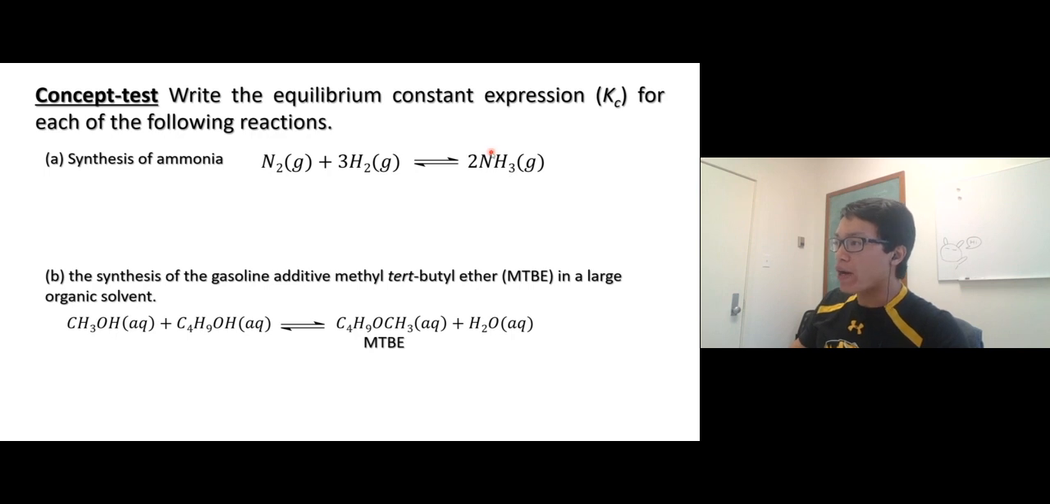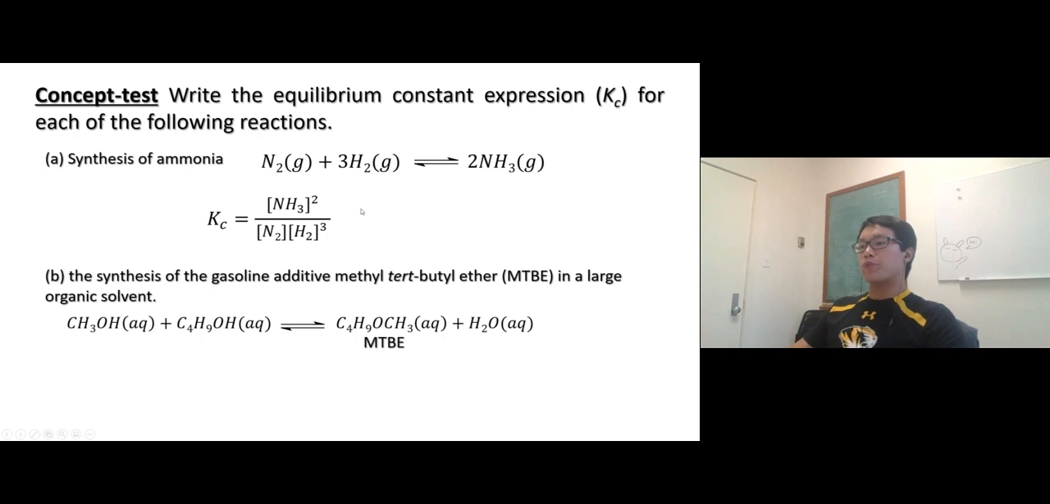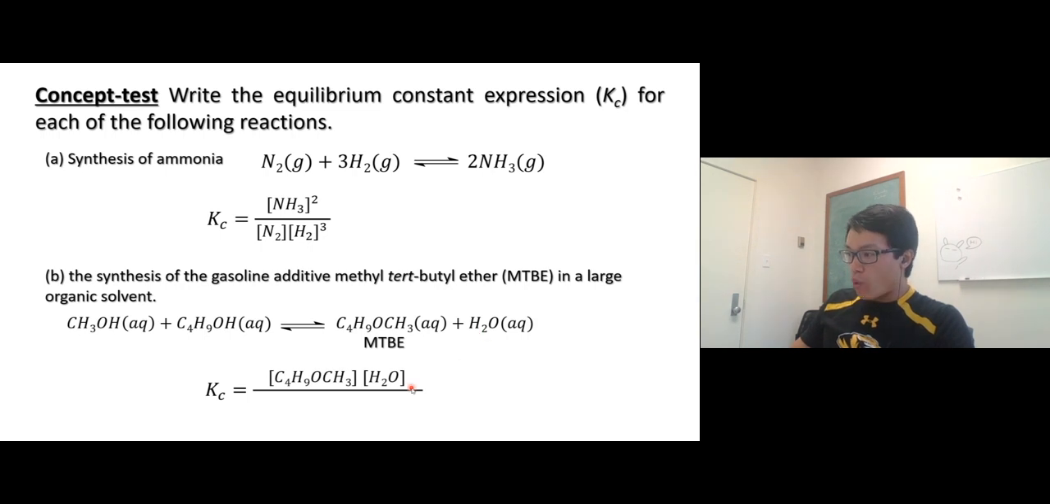Again, concentration of products over concentration of reactants. First of all, we have NH3 squared, ammonia squared, over the concentration of nitrogen gas times the concentration of hydrogen gas cubed. Last one at the bottom. The product is CH3 MTBE, C4H9, concentration of it and concentration of water. And at the bottom, we have methanol and C4H9OH. So that's butanol.